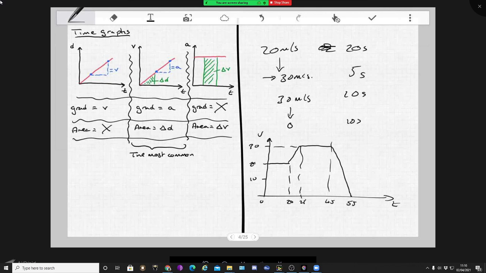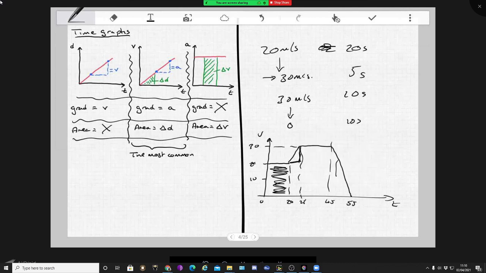That's 55. So that's what the sketch looks like. Now, if they ask me how far did it travel in the first 20 seconds, it's just that area, because the area under a VT graph is the distance traveled. If it asks me for the acceleration, it's that slope. Or the deceleration, which is an acceleration, but negative. It's just the slope. That's all it is.